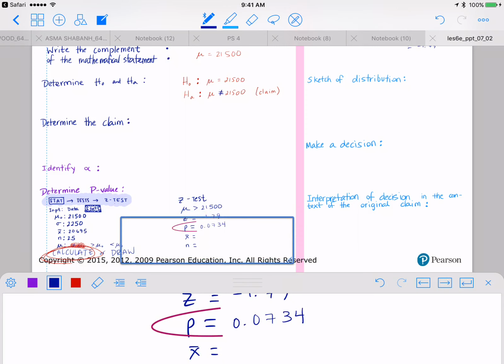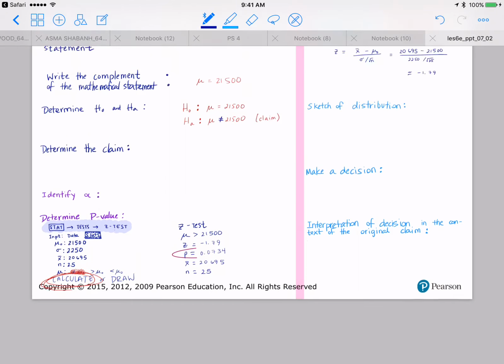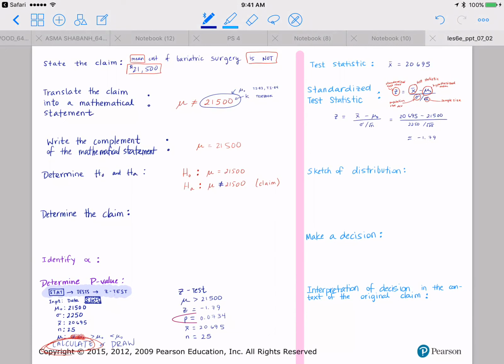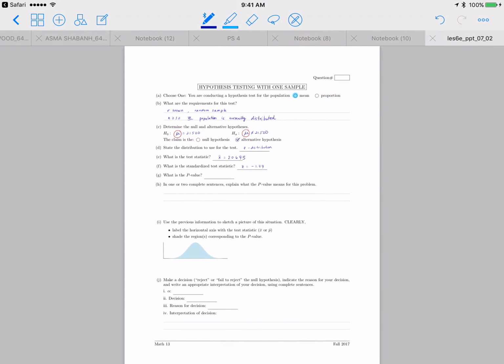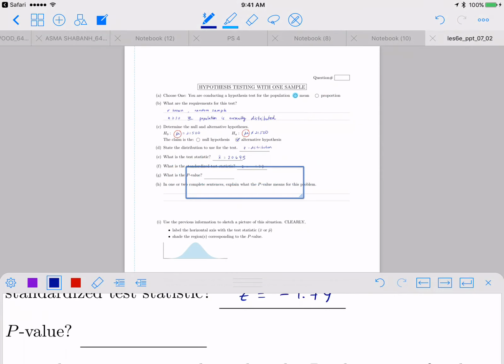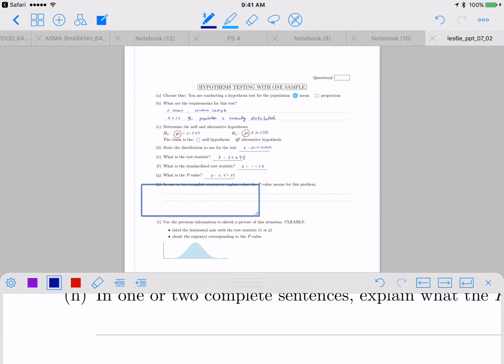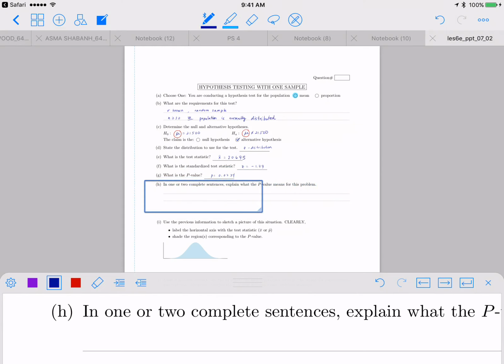And it will remind you of x bar, which is 20,695, and n, 25. Okay. So our p-value is 0.0734. Let's go ahead and enter that in here. So our p-value, p equals 0.0734. And in one or two complete sentences, explain what the p-value means for this problem.